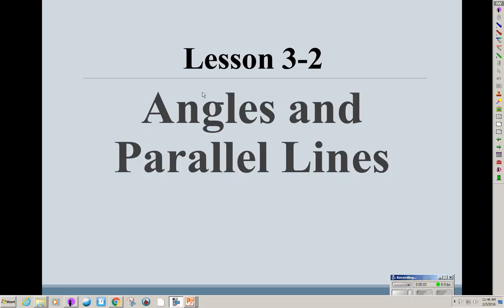This lesson is called Angles and Parallel Lines. In this lesson, we're going to identify the special angle pairs when two lines are intersected by a transversal. And we're going to talk about the special types of angles and their measurements when parallel lines are cut by a transversal.